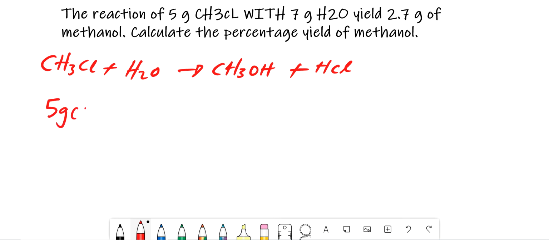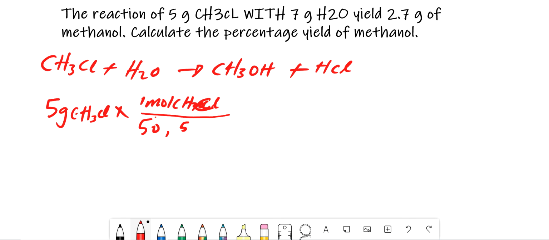So we are given 5 grams of CH3Cl, multiplied by, so we have to take this into moles. So we'll have 1 mole of CH3Cl divided by the molar mass, which is 50.5 grams.